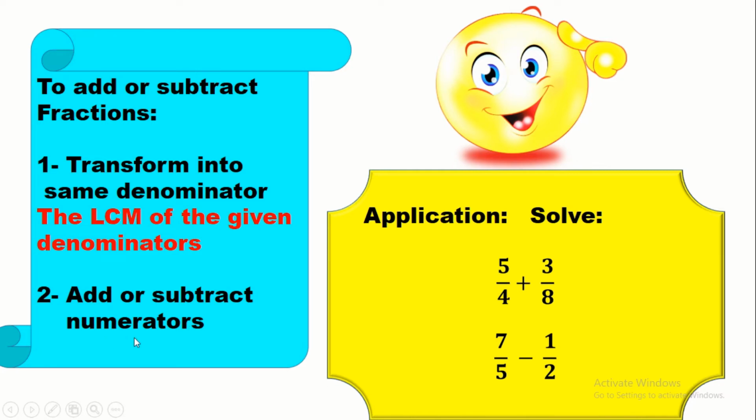Let's have an application to understand it more. In this application, we need to solve 5 over 4 plus 3 over 8. If you note, they have different denominators: here it's 4 and here it's 8. Also, we need to subtract 7 over 5 minus 1 over 2. Let's solve these applications together.